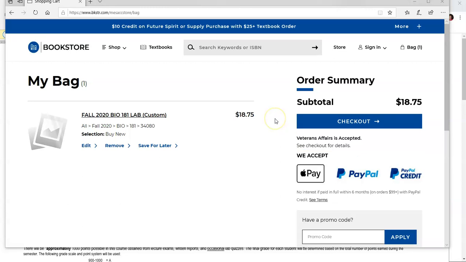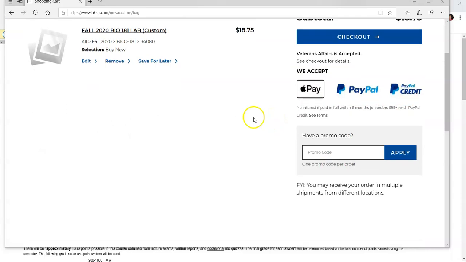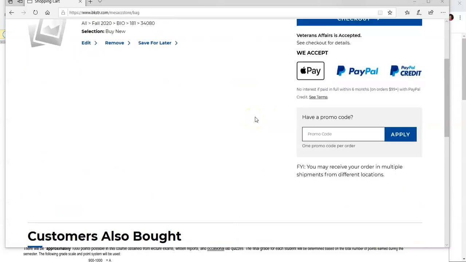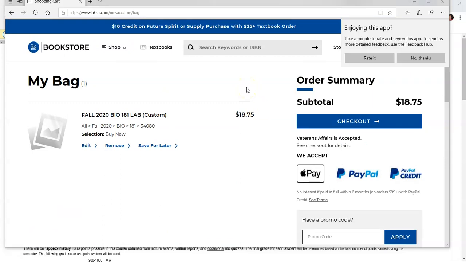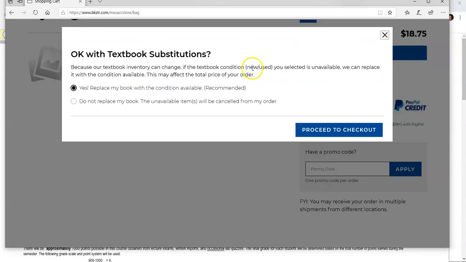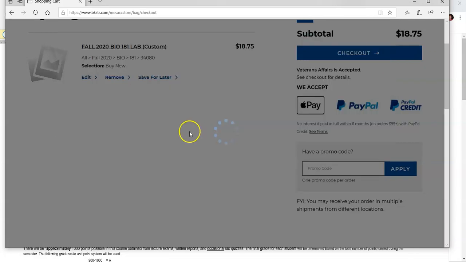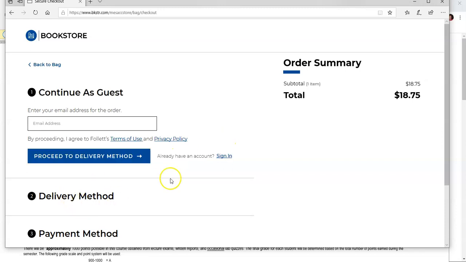then you'll go to checkout. There's different ways that you can pay for it. I don't know if there's a promo code or not. Anyway, and then I think that you can go to checkout. There's no replacement. I think this is just a default thing, so just whatever it defaults to. You can check out as a guest or whatever, and then it'll ask you to deliver it.